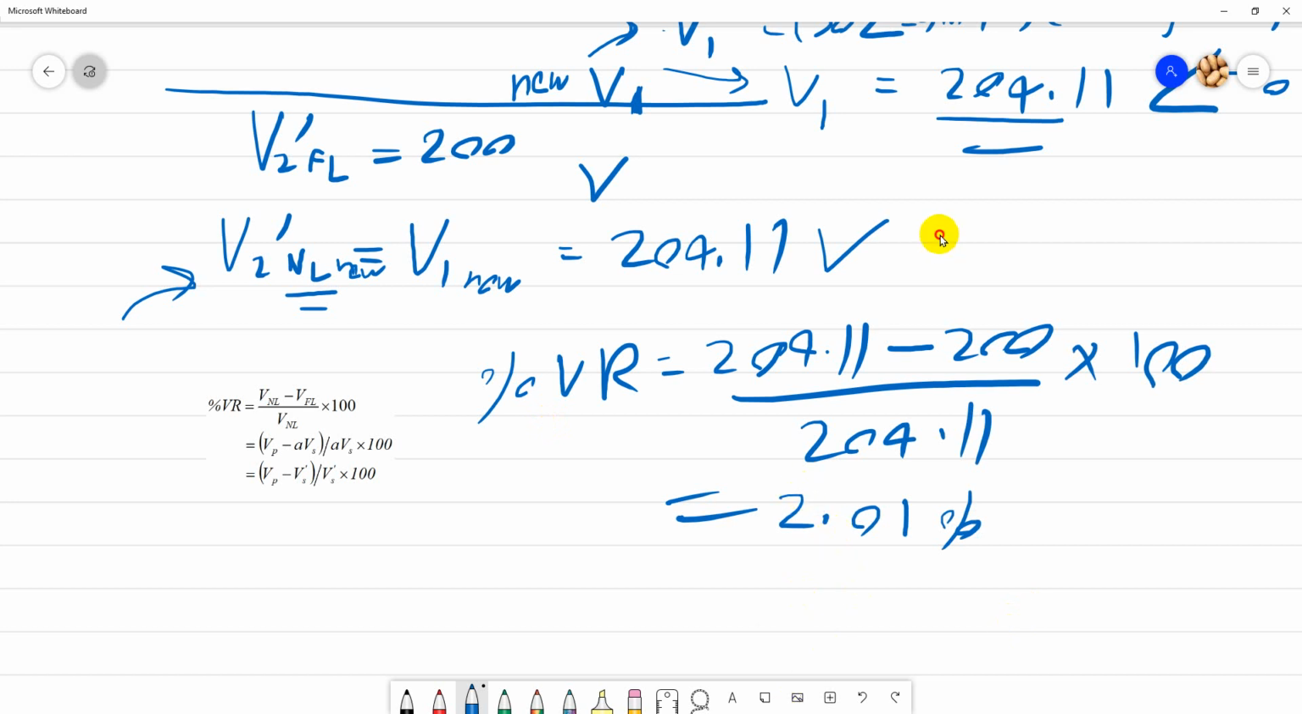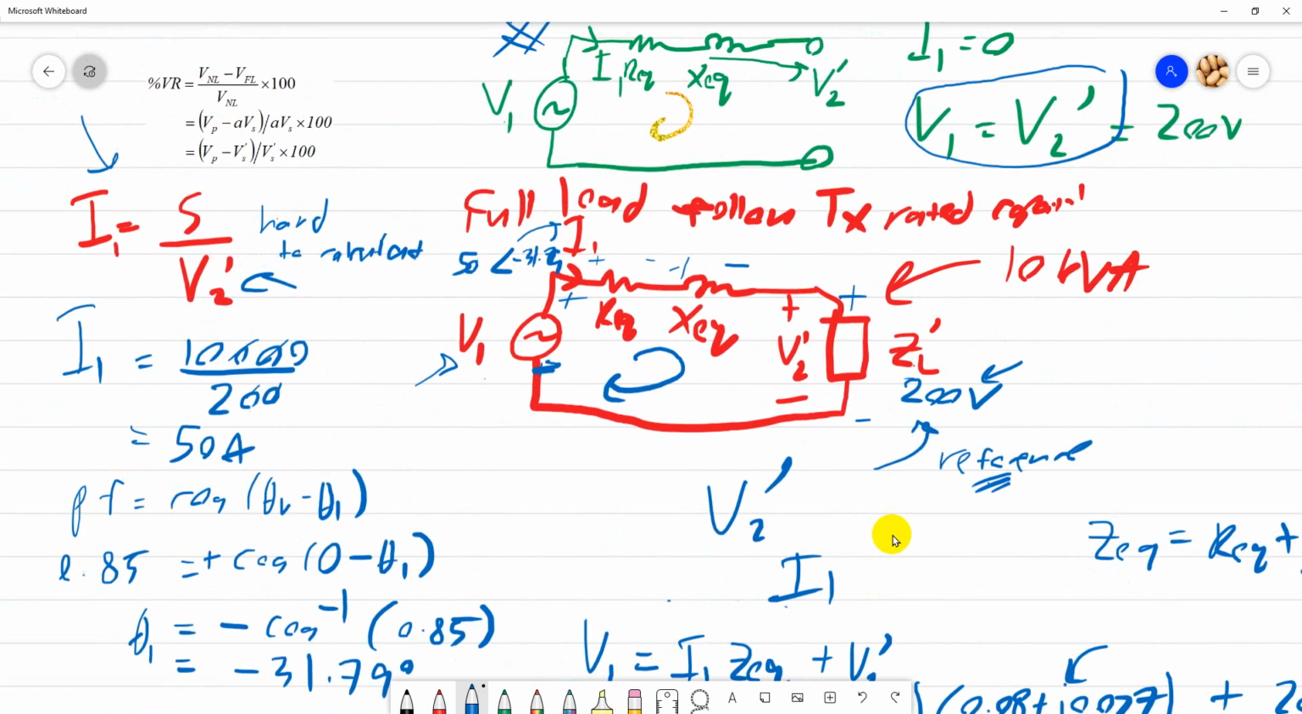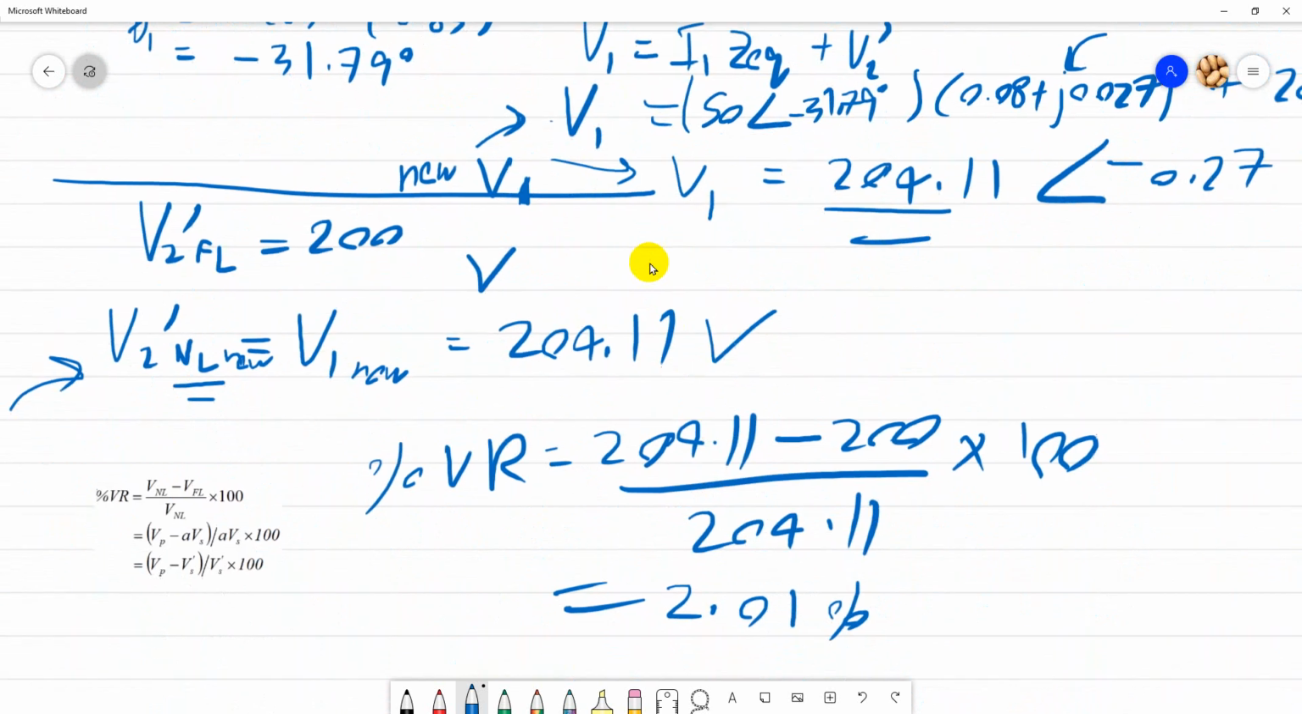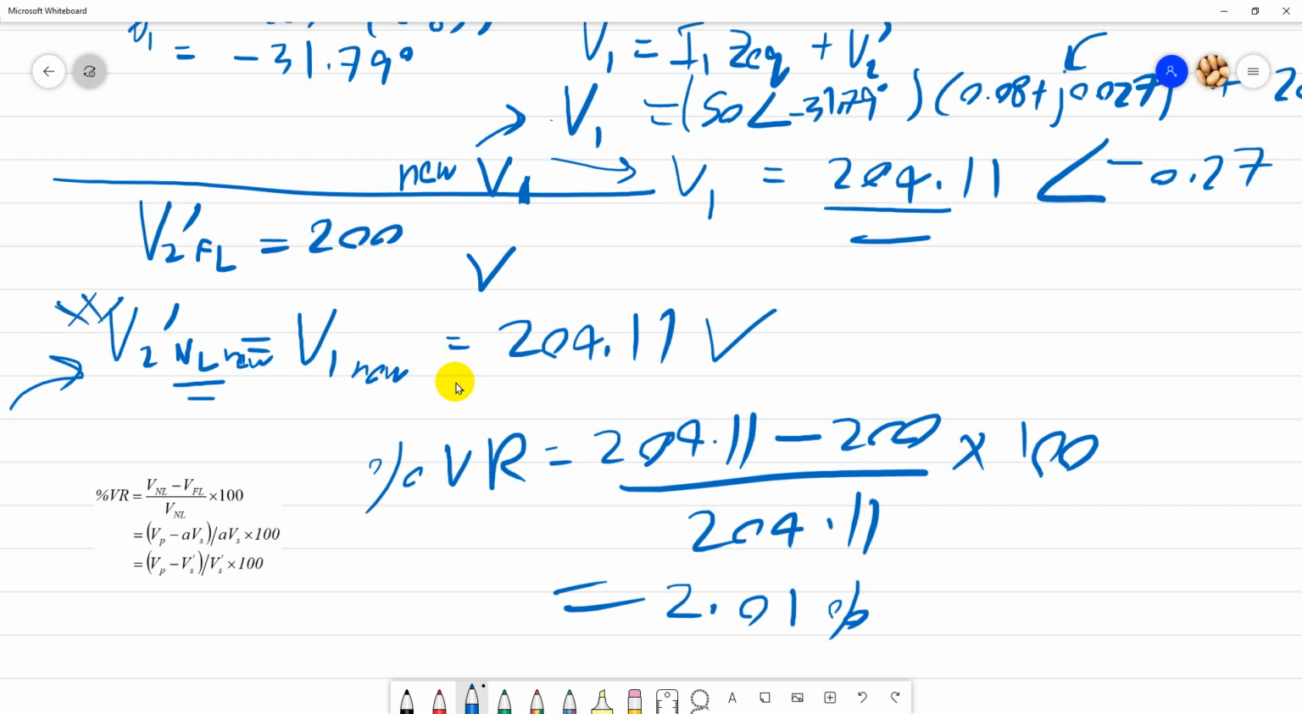I think most of you are confused on this one. The switch from V1 equals 200 to V2 bar equals 200 instead, and we have to find the new V1, and then from the new V1 we get the new no load voltage. Remember this, this is where the confusion happens. Try to understand this and you can answer this question.